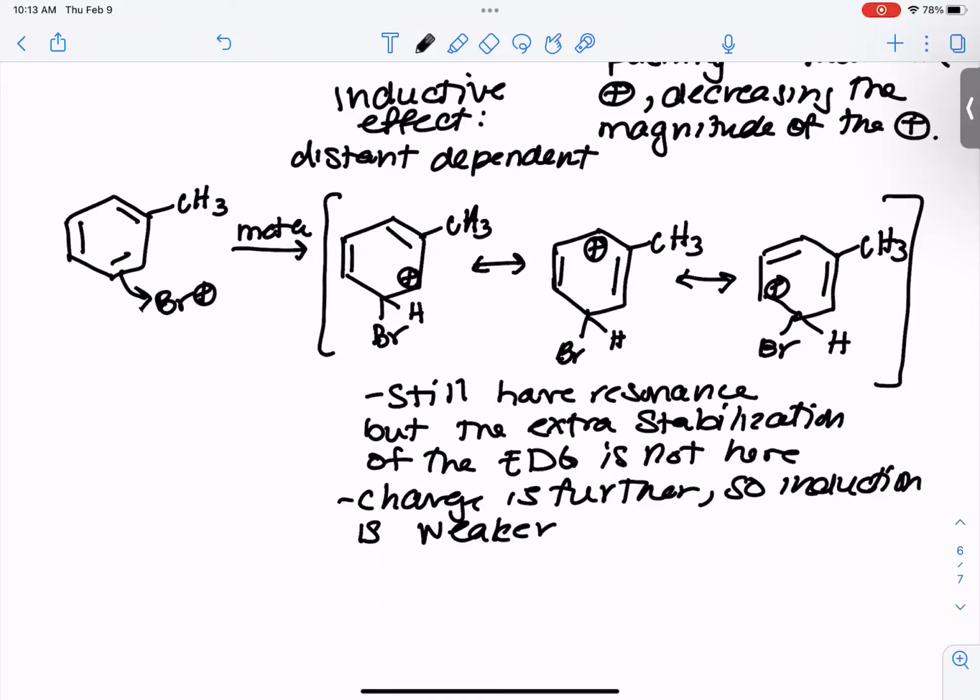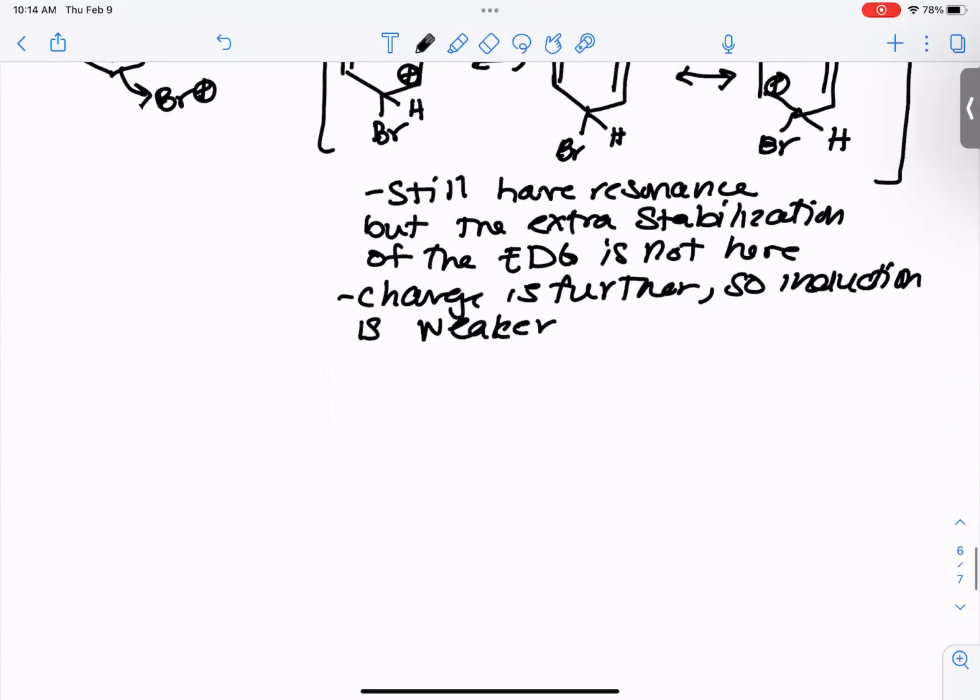All right, I'm going to start you off on the para substituted one. I want you to try and draw the other 2 resonance structures that you get. So we have the benzene ring again with the methyl group.